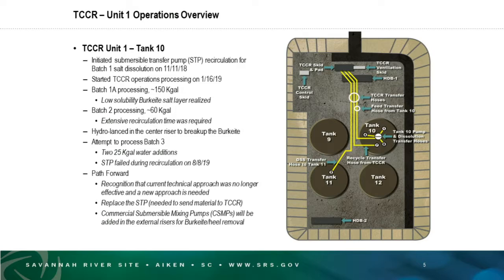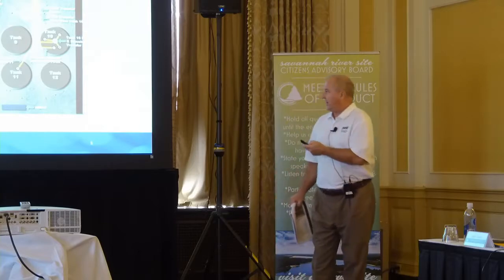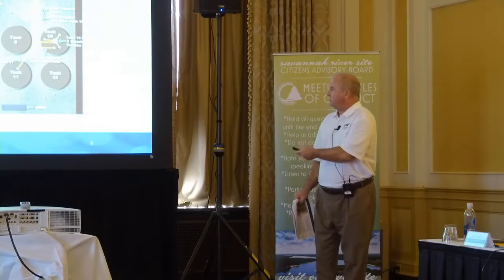So moving on to the narrative over on the right side. Again, this is just a very brief summary, but we started batch 1 salt dissolution back in November. We actually started processing ticker in January. We've processed 2 batches, about 210,000 gallons. And we've been successful with those 2 batches. Unfortunately, on August the 8th our transfer pump failed. And since then, we haven't been able to run ticker. We'll talk more about that as we get back towards the slides.